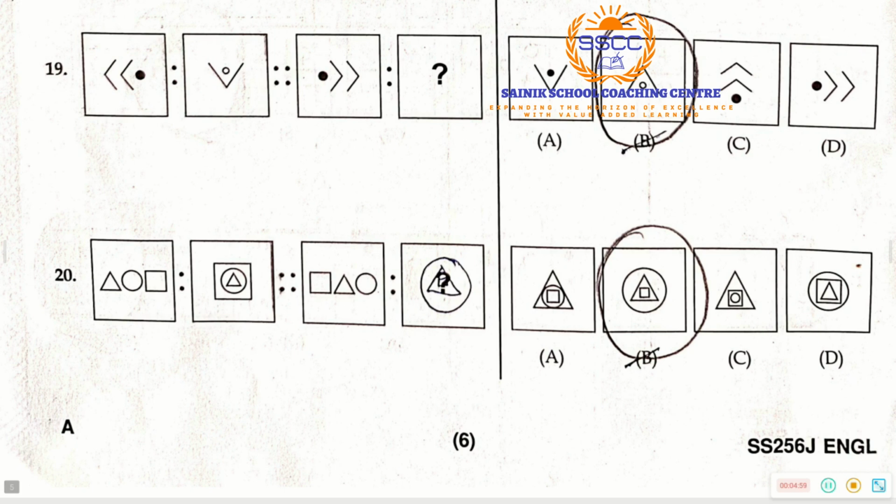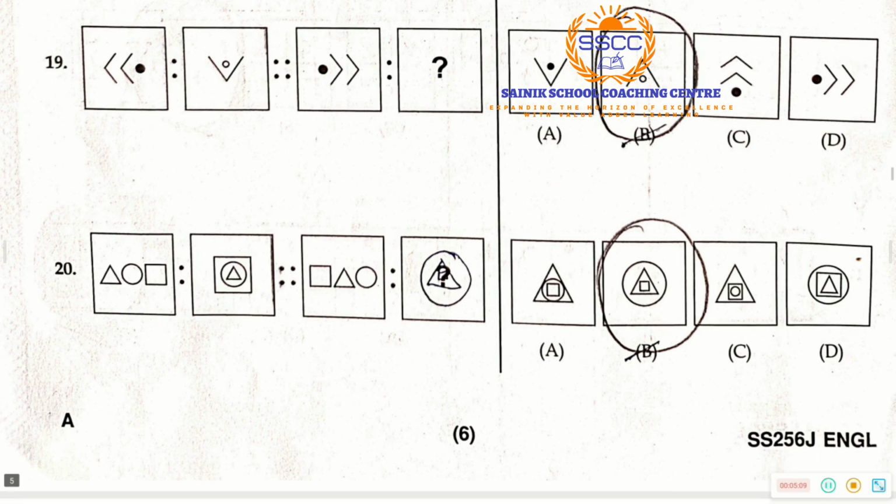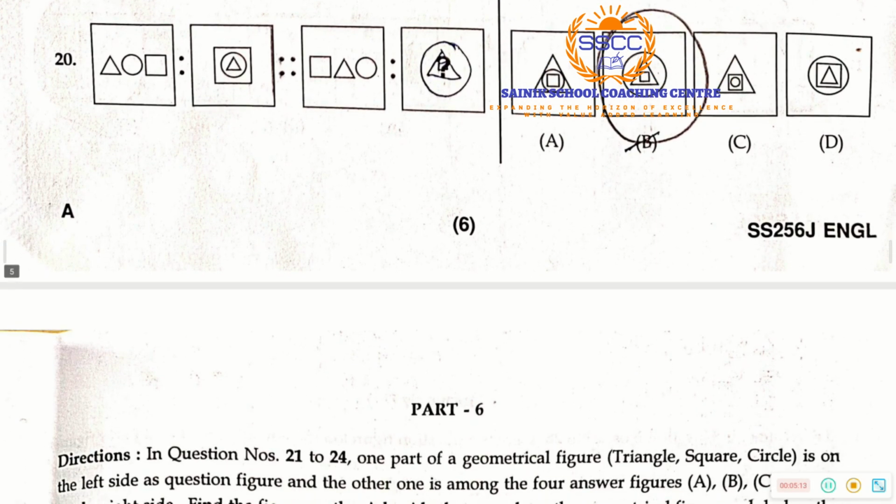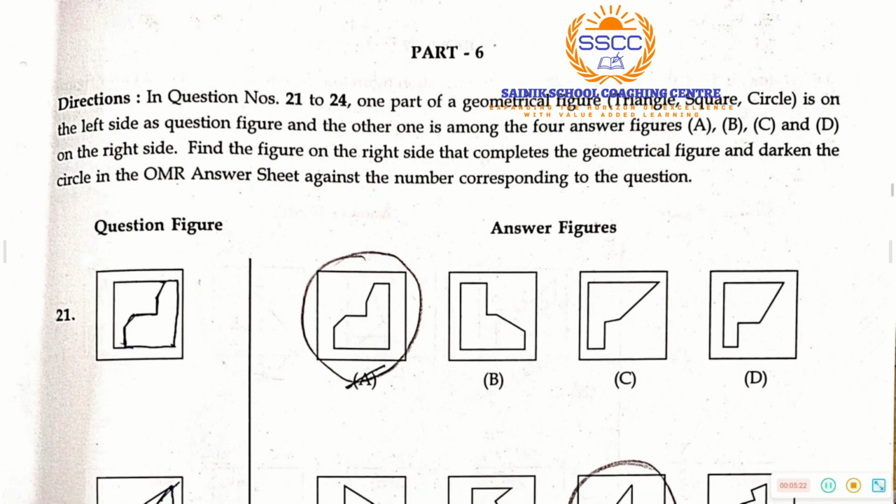Moving on to question number 19. The figures have been rotated anti-clockwise. The circles are filled and one set is removed. So the most appropriate one is option B. For question number 20, the answer will be option B. So we have embedded all the shapes into it.